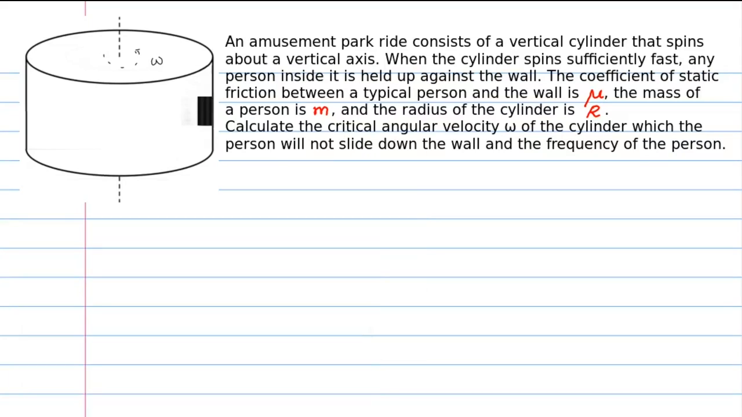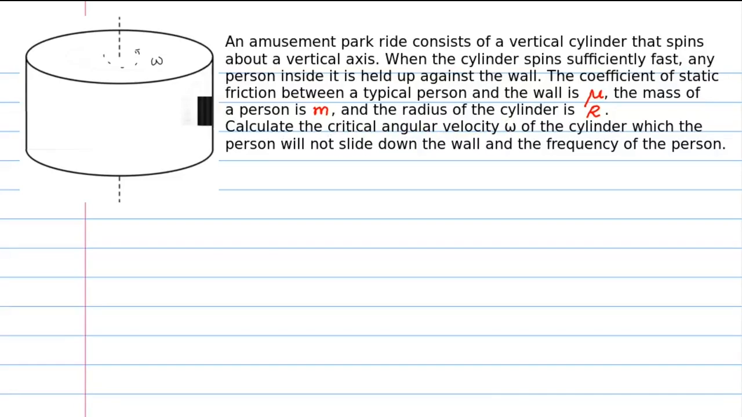An amusement park ride consists of a vertical cylinder that spins about a vertical axis. When the cylinder spins sufficiently fast, any person inside it is held up against the wall. The coefficient of static friction between a person and the wall is mu, the mass of the person is m, and the radius of the cylinder is r.